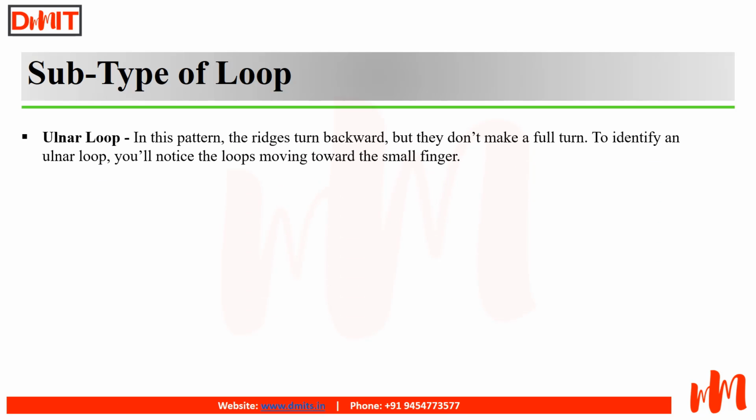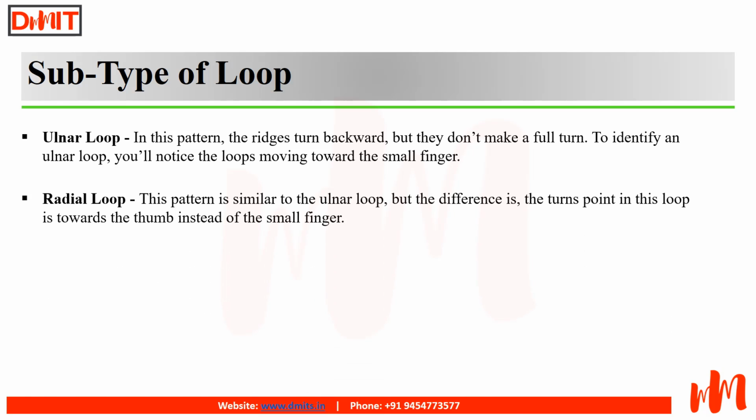So the first one is loop. The first subtype of loop is ulnar loop. In this pattern, the ridges turn backward but they do not make a full turn. To identify an ulnar loop, you will notice the loops moving towards the small finger. So although they turn backward, they do not make a full turn, and you can easily identify an ulnar loop because in this particular case the loops move towards the small finger.